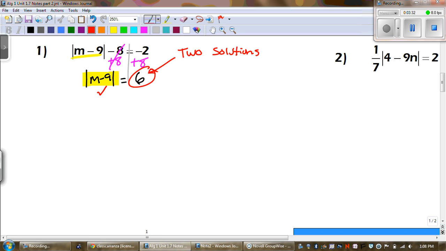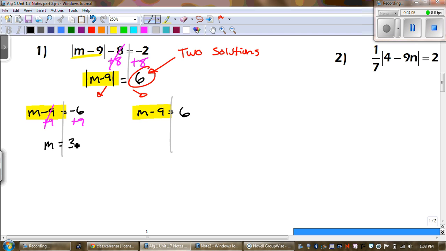So we're going to break it down to two parts. The absolute value stays the same. We cannot change that part. But now we know that m minus 9 either is going to equal a negative 6 or a positive 6. And from here, we just solve. We've talked about how to do this multiple times. You add 9 to both sides, and we get m equals 3. And on the other side, we do the same thing. We add 9 to both sides, and we get m equals 15.